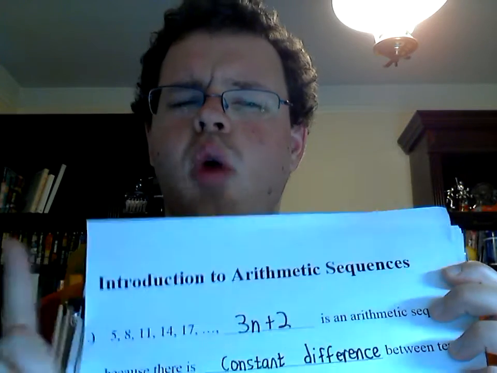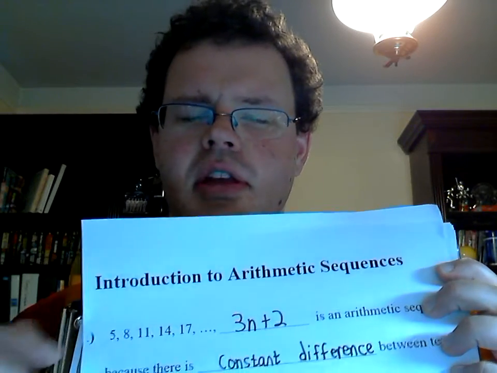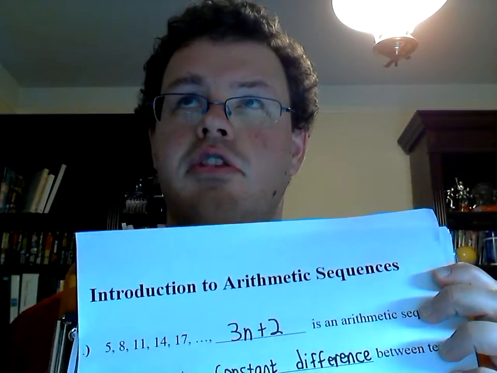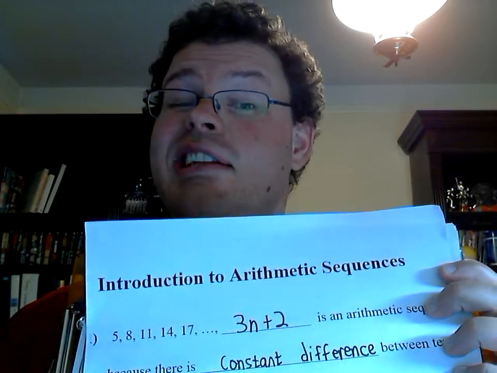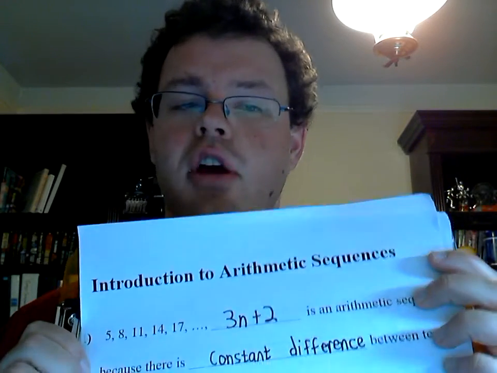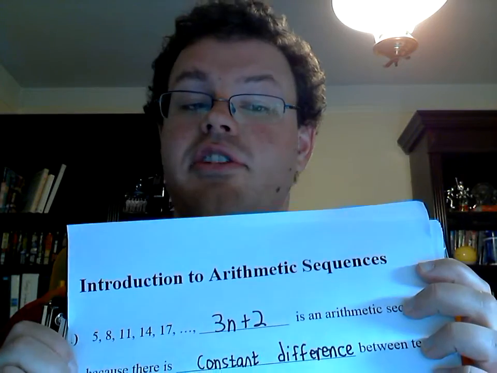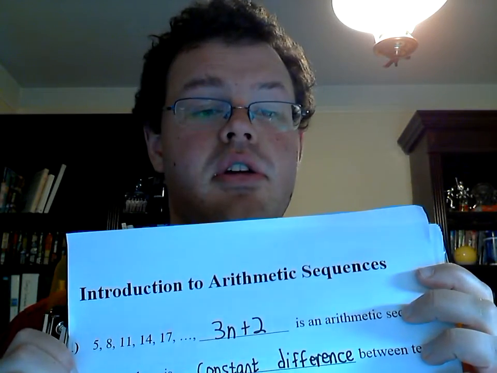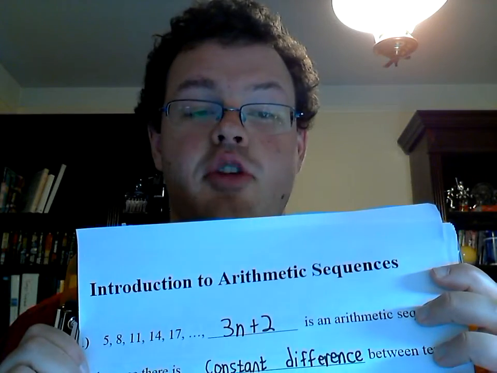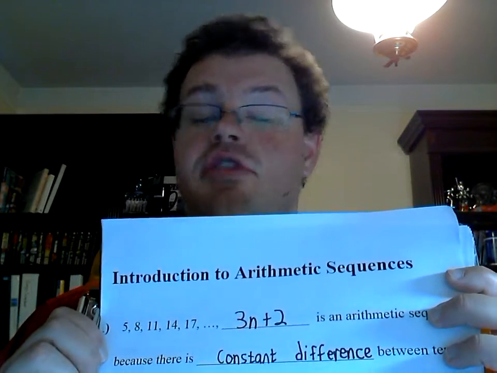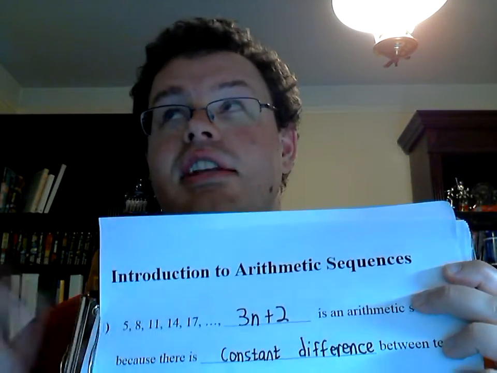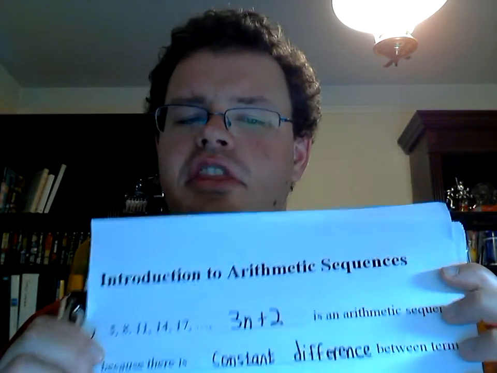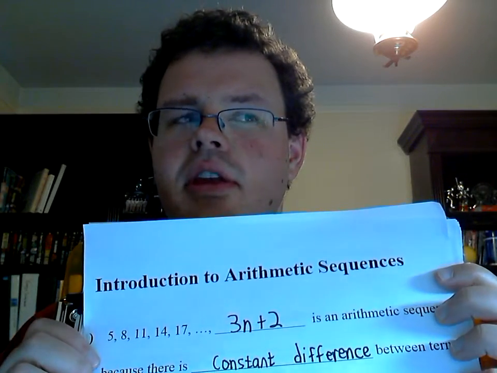When I plug in 1 for the first term, I want to get 5. So 3 times 1 is just 3. Need to add on 2 to get to 5. For my second term, that's 8. So when I plug in 2 for this formula, I want to get 8. 3 times 2 gives me 6. Need to add 2 to get up to 8. So that 3n plus 2 should work pretty well.